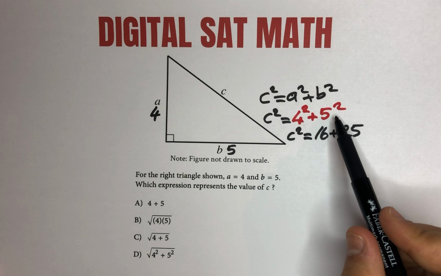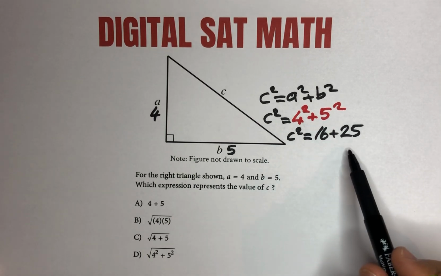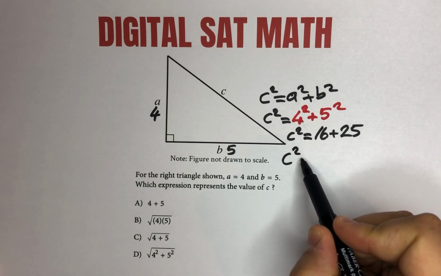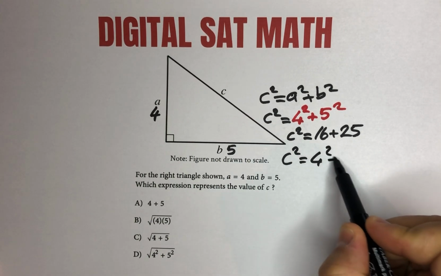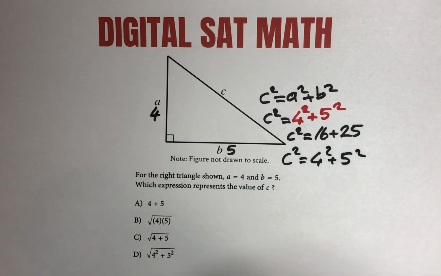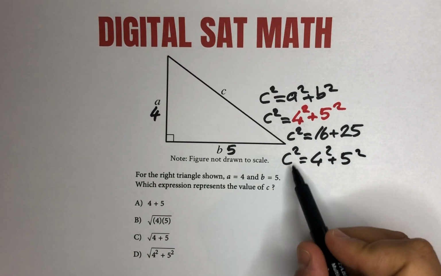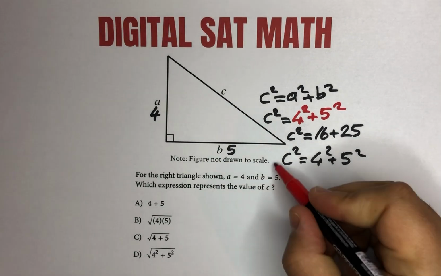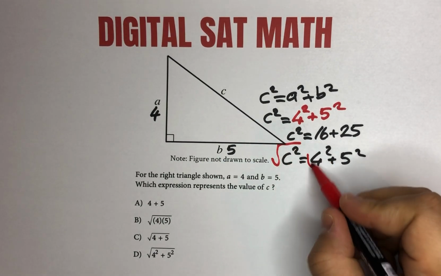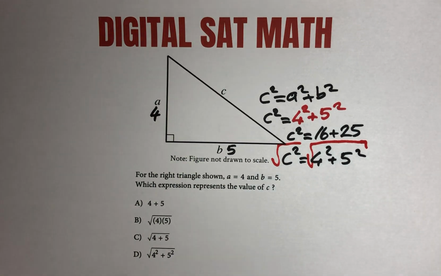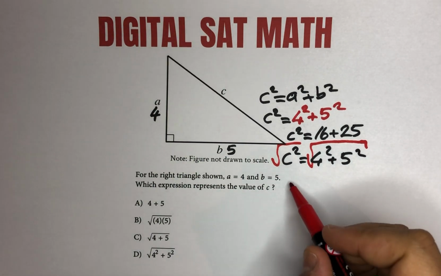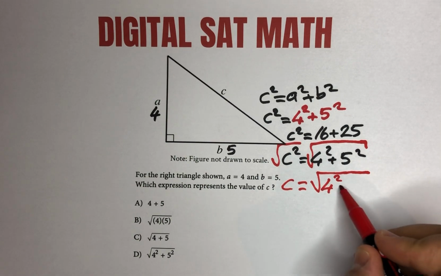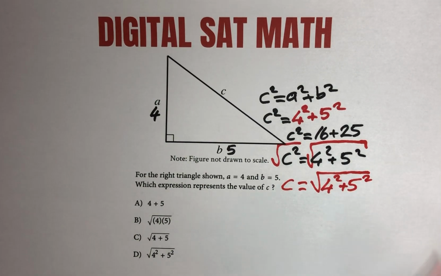In this step, you don't have to go ahead and add them. In this step of the question, you can just stop. Let me show you what I'm talking about. To get the value of C, you're going to take the square root of both sides, don't you? Because square root is the opposite operation of square. So then the C will be the square root of 4 squared plus 5 squared.